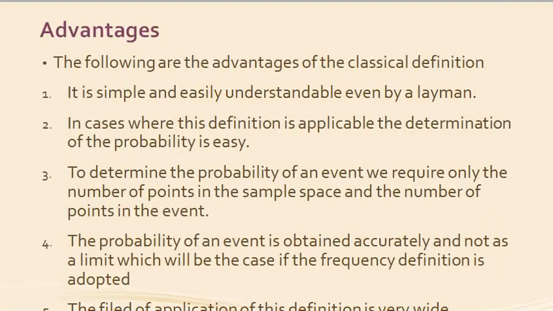So, what are the advantages of this classical definition of probability? The main advantage is that it is simple and easy to understand even by a layman. In the case where this definition is applicable, the determination of probability is very easy. To determine the probability of an event, we require only the number of points in the sample space and the number of points in the event. The probability of an event is obtained accurately and not as a limit, which will be the case in the frequency definition, coming in a later session. The field of application of this definition is very wide.